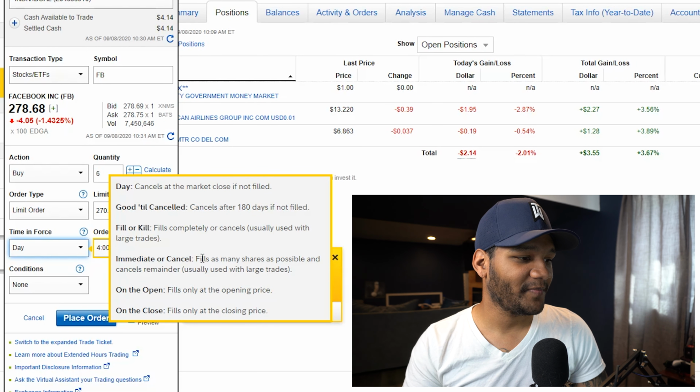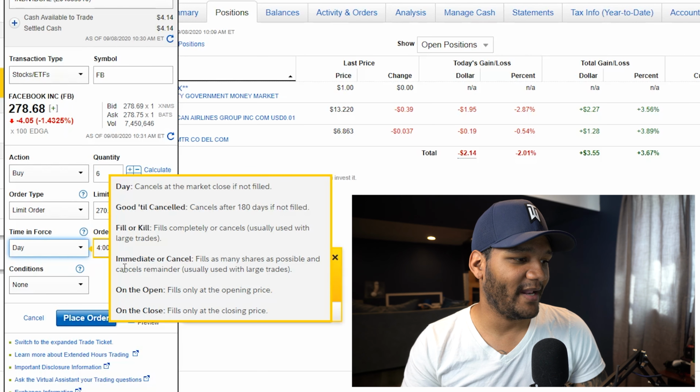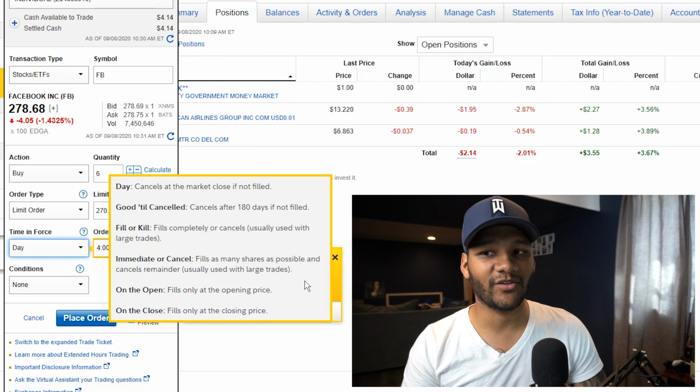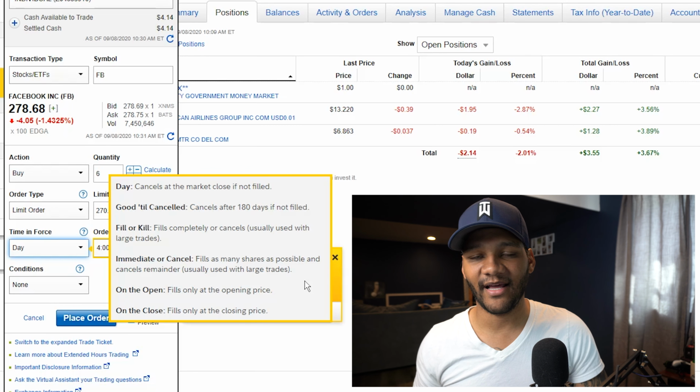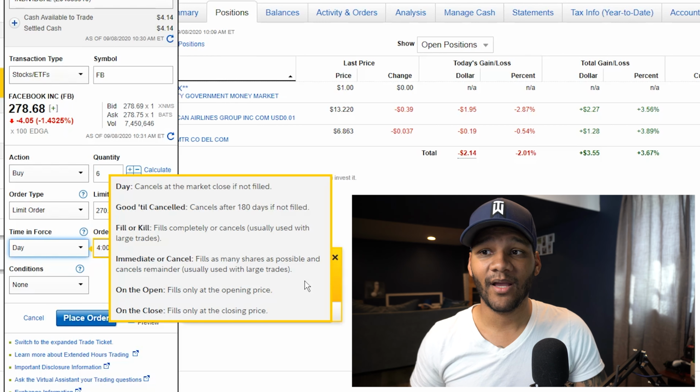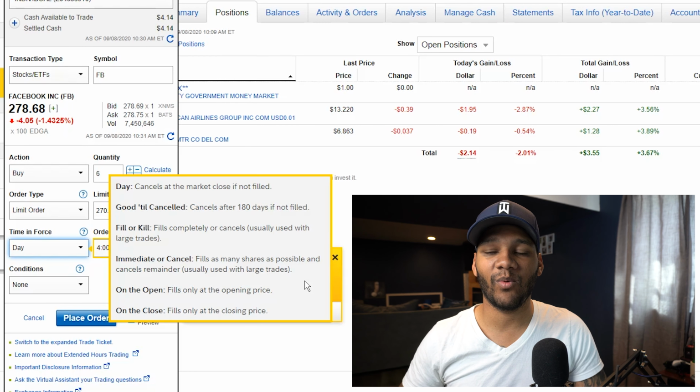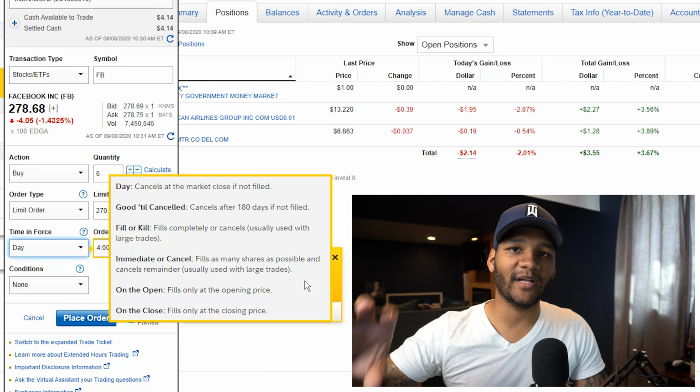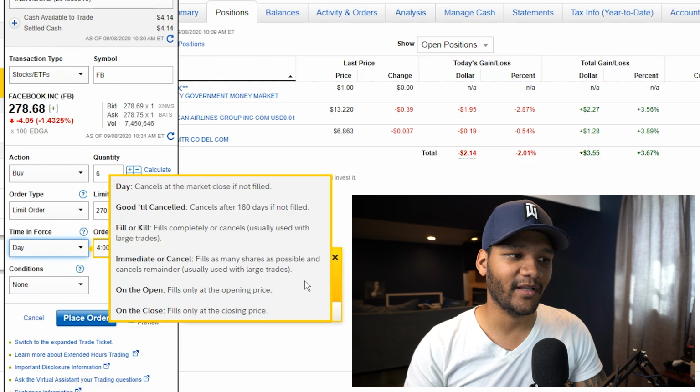Immediate or cancel fills as many shares as possible and cancels the remainder, which is obviously a good thing. Anybody that has large trades that wants to get 10,000 shares, maybe they can only get 5,000 out of the 10,000. That's okay, but then they cancel all the rest because they don't want any risk of the price going higher or lower wherever they're trying to get into.